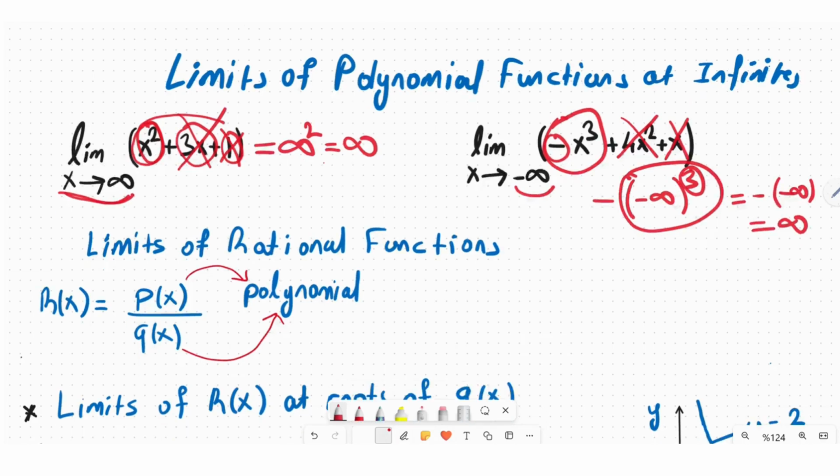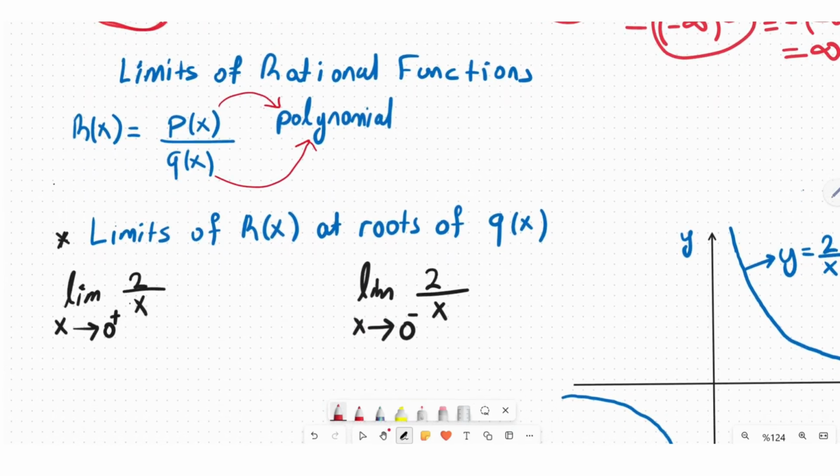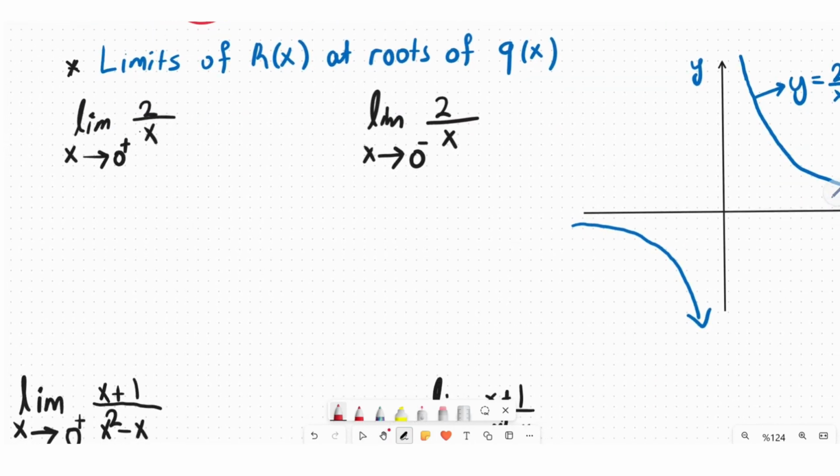Okay, let's explain how to compute limits of a rational function. Consider the definition of a rational function. You are given two polynomial functions, p of x and q of x. The division of those polynomial functions results in a rational function. Okay, let's investigate limits of rational functions through some examples.